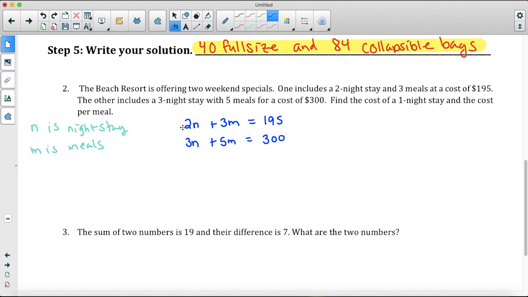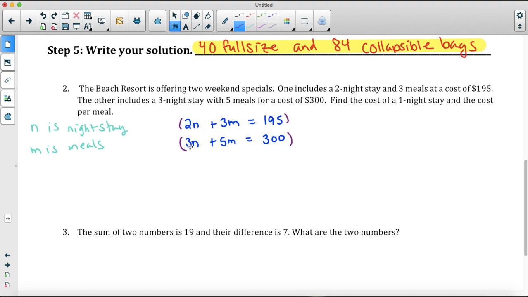So we want to solve this. The method I'm going to use for solving here, since it's not going to be easy to solve for one of the variables, because I would have to divide by 2, or by 3, or by 5, is elimination instead. Neither the n's nor the m's have the exact same number, and I cannot make the 2 become a 3 or the 3 become a 5, so I will have to multiply both equations by a value.